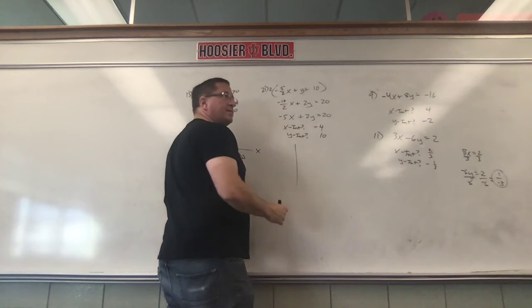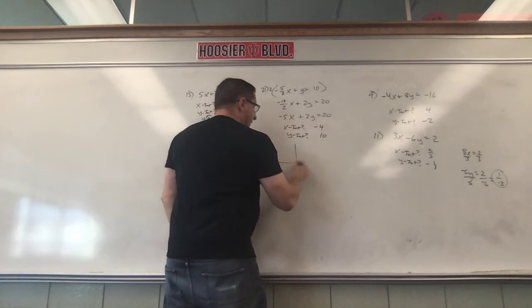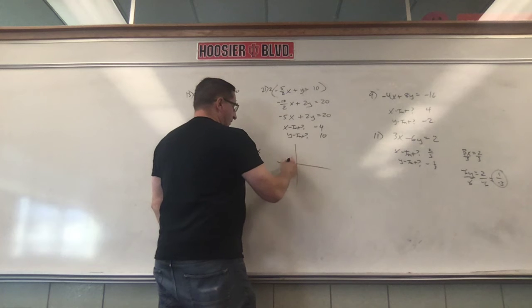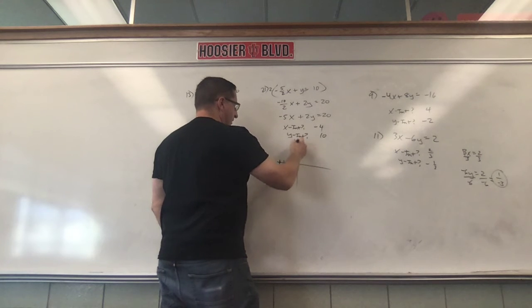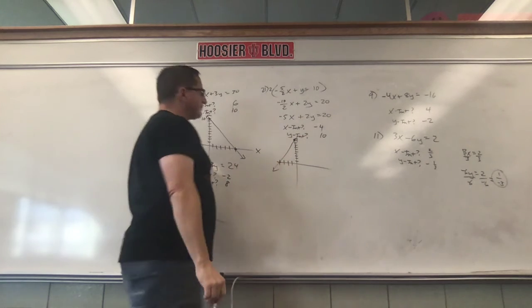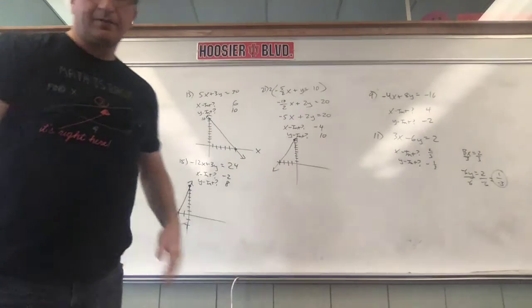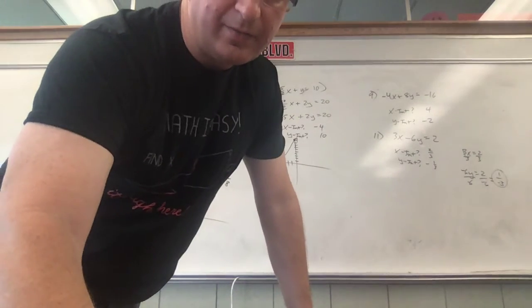And then we graph these. Our x-intercept's negative 4. That's 4 to the left. Our y-intercept's 10. 1, 2, 3, 4, 5, 6, 7, 8, 9, 10. Up. And there's our line. Okay? So other than fractions, that one's not any different.